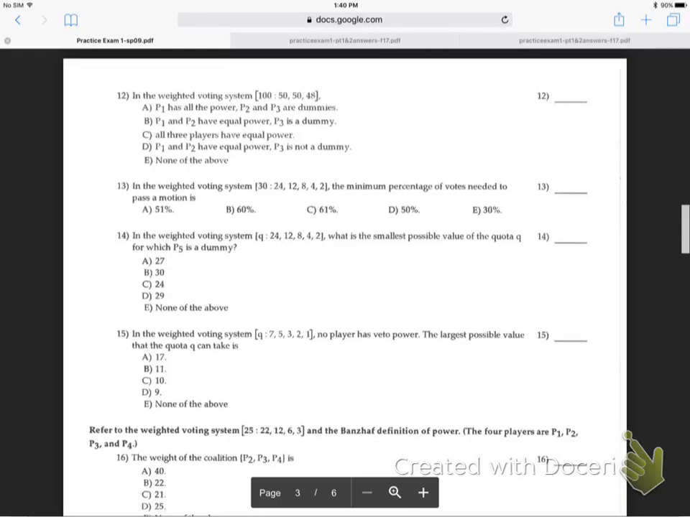The President can't just decide, I want to pass this new law, and just pass it. But he can block anything, right?